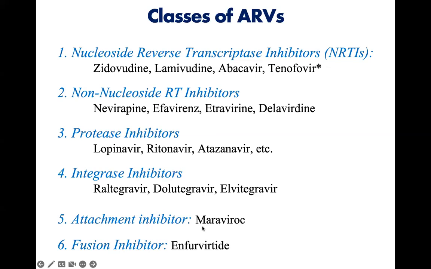Remember, for the virus to infect a target cell within the body, it needs to attach to CD4 and a chemokine co-receptor. So Maraviroc blocks one of the co-receptors, the CCR5 co-receptor, and therefore prevents the cell from being infected because it interrupts the interaction between CCR5 and the GP120. And then you have the fusion inhibitor.